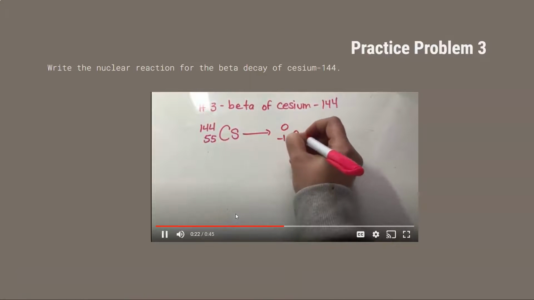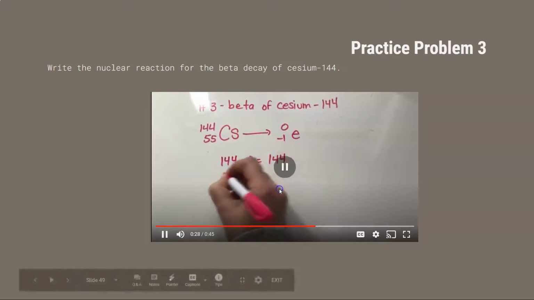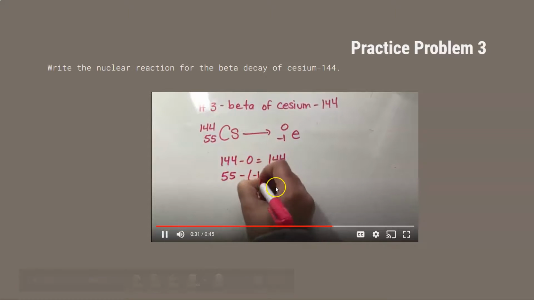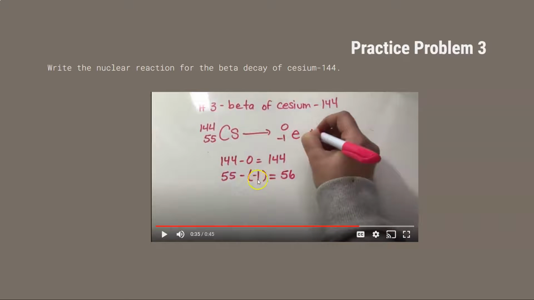Now for beta decay, this time what we do is we are going to actually take away an electron. So you can see here 144 minus 0 is still 144. But now what we're doing is we're taking 55 and we are subtracting a -1. Whenever you subtract a negative, they cancel each other out and become a positive. So instead of taking 1 away and becoming 54, this actually becomes 56. So 55 becomes 56 because when we remove a negative number, so subtracting a negative, it turns that negative into a positive, and we're going to add it in.